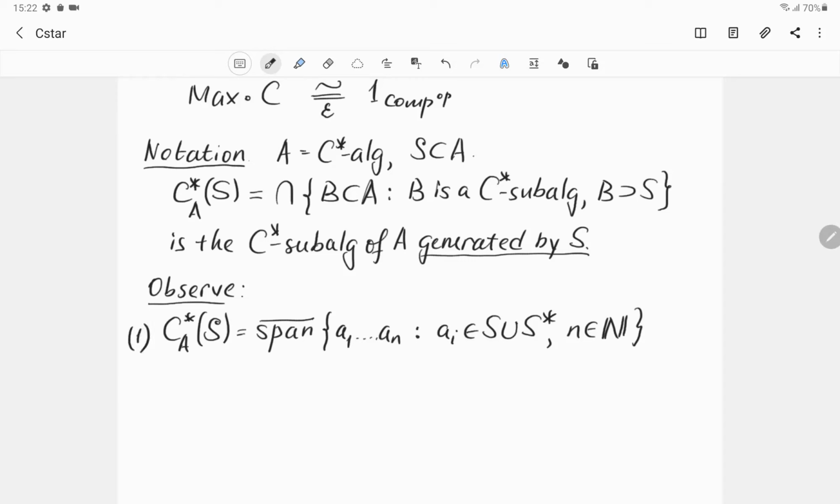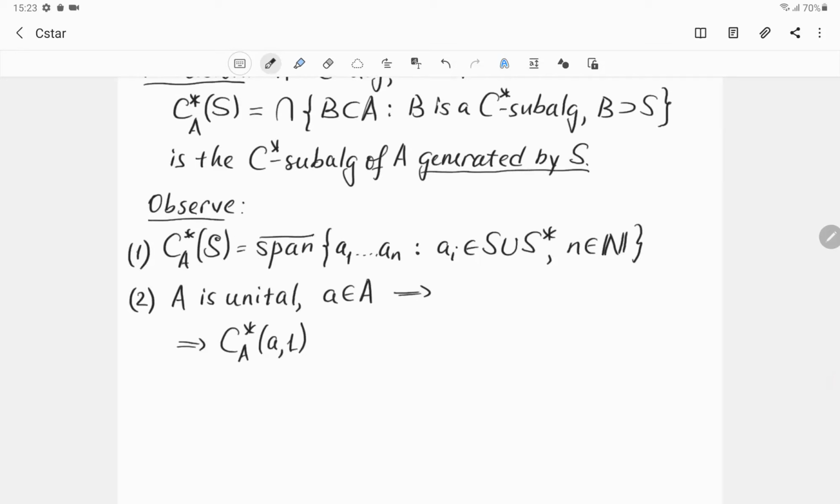We will need also a special case where A is unital. Suppose that A is unital, and little a is a normal element of our algebra. Then the C-star subalgebra of A generated by little a and the identity, this is the smallest unital C-star subalgebra which contains a, is the closure of polynomials in two variables applied to a and a star. So here P runs over the polynomial algebra in two variables. And of course, we must also take the closure here. This is immediate from the previous observation, because in this case, each such finite product reduces to a monomial in a and in a star.